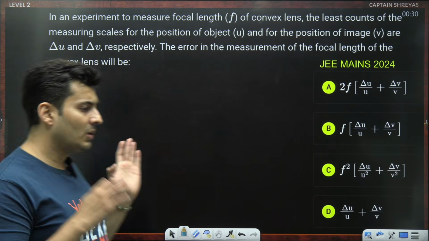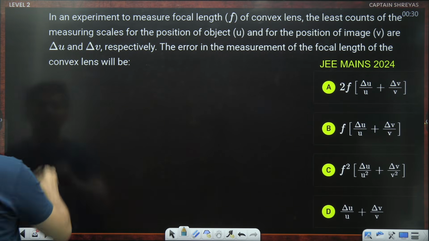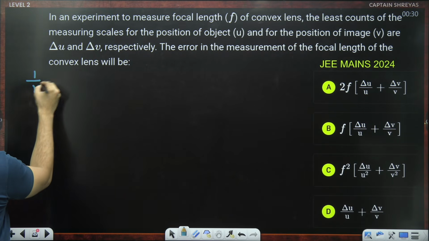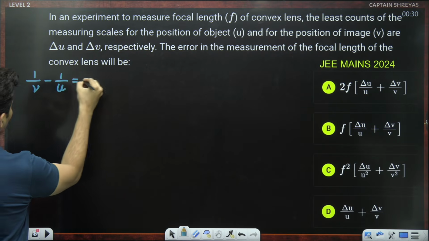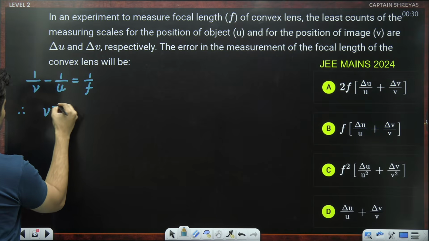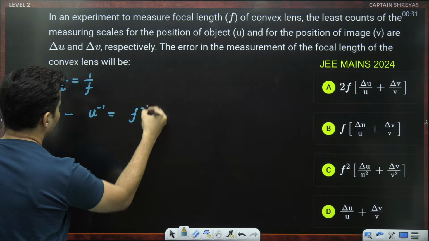The basics says that you write the formula and differentiate it. That's how you get the errors. So our basic formula, what is this? This is a lens formula. 1 by v minus 1 by u is basically 1 by f. Write it on the top. So v raised to minus 1 minus u raised to minus 1 is equal to f raised to minus 1.